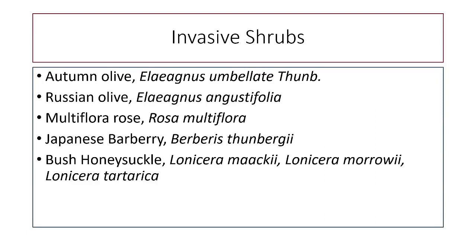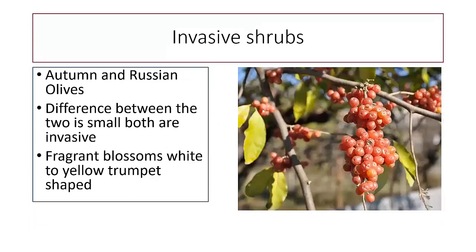I'm going to move on to talking about invasive shrubs, and we've got a whole bunch of these. Autumn olive, Russian olive, the multiflora rose, the barberry, the honeysuckles, and there are more. Spirea is one, but let me go into these specifically and show you some examples so that you will recognize these in the landscape. The first one is the autumn olive and the Russian olive.